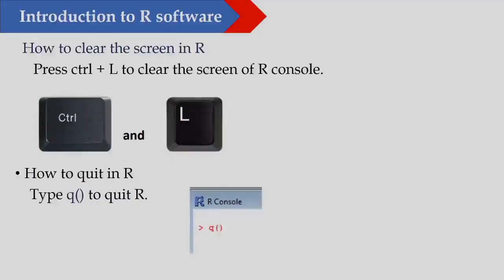Now, how to clear the screen in R? You can press Control L to clean the screen. Similarly, I can quit R by writing q. So, by writing q I can quit R. You can close the R program by writing q.